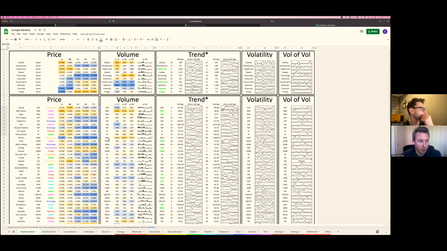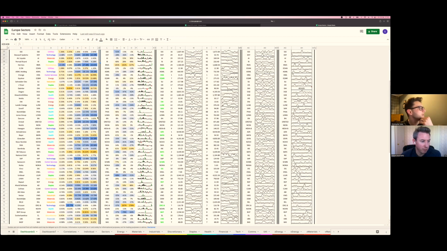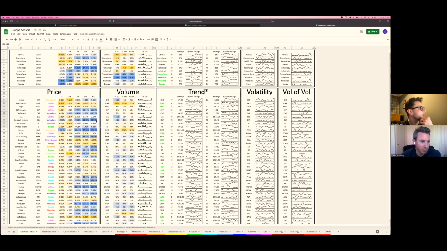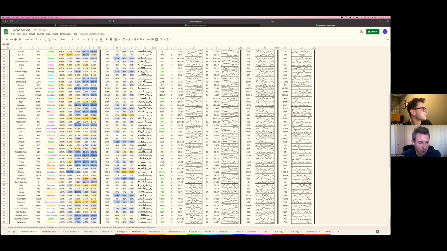So you've got utilities, and that's for Europe and as a whole. You have basically all the same sector level stuff at the top, and then you break it down by individual security at the bottom. Yeah, that's it. And there's some green on this screen. Look at that.